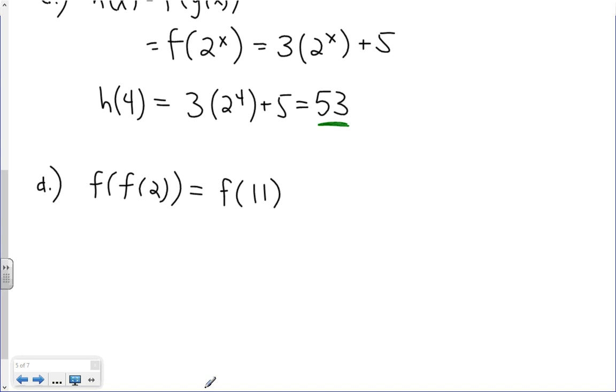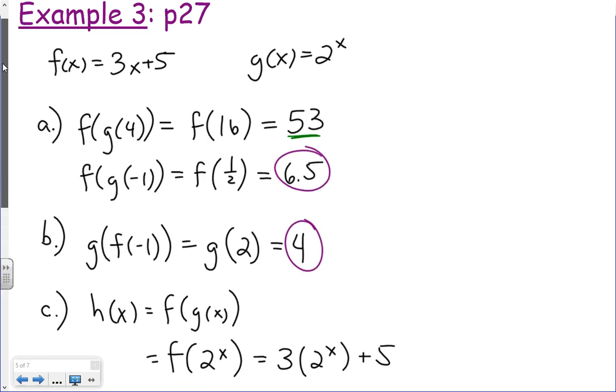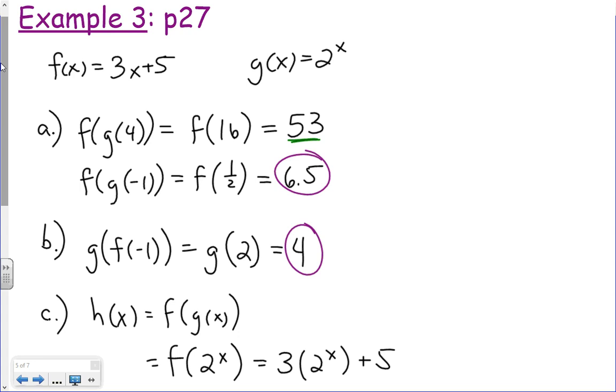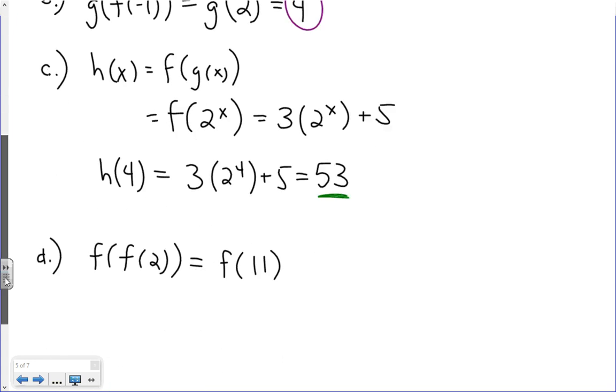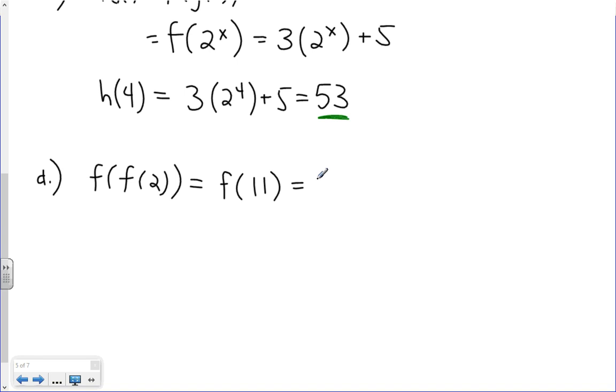And now I do the same thing. Now plug 11, though, into the same function. So again, function f is 3x plus 5. So 3 times 11 is 33 plus 5 sounds like that's going to be 38 is our result.